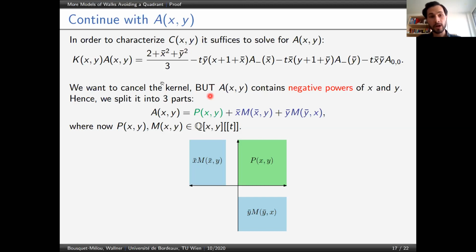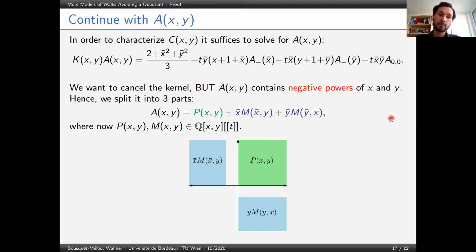The next step would be to use this kernel equation, this factorization on the left-hand side, and cancel the kernel by substituting certain functions in here. But this is not allowed because A(x,y) still contains negative powers of x and y.